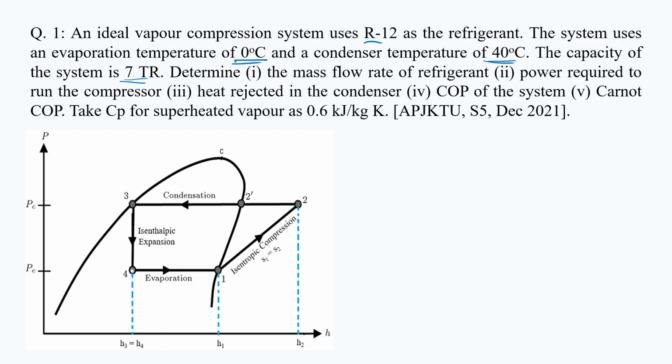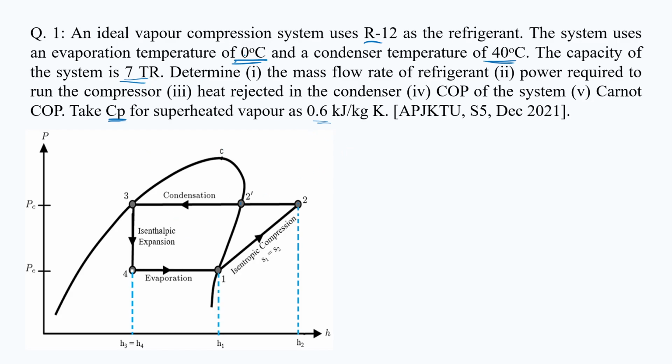Second part, power required to run the compressor. Third part, heat rejected in the compressor. Fourth part, COP of the system and Carnot COP. Here they have given to take the specific heat for superheated vapor, that is between the state 2 and 2 dash, as 0.6 kilojoules per kilogram. Since the specific heat of the superheated vapor is given in the question, it is expected to answer the problem by the analytical method.